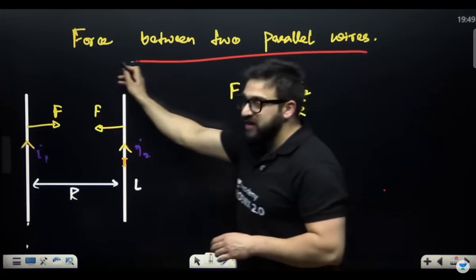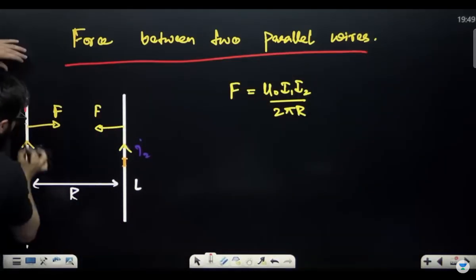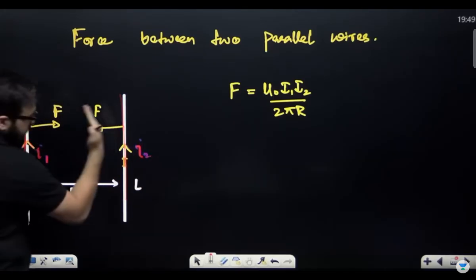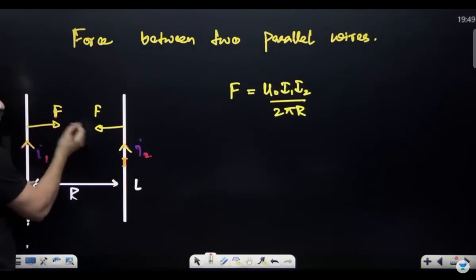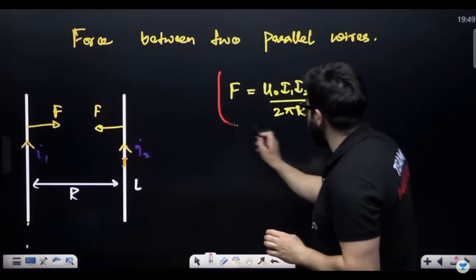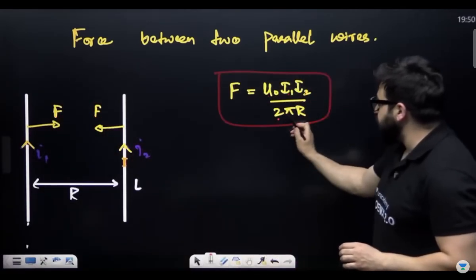Force between two parallel wires, my dear NEET aspirants. If you have got two parallel wires, current flowing in this wire is I1, current flowing in this wire is I2, and these two wires are attracting each other with a force. Now this is the force acting on the unit length of the wire. Keep that thing in your mind. So this is the force between the two parallel wires: mu naught I1 I2 divided by 2 pi into R.